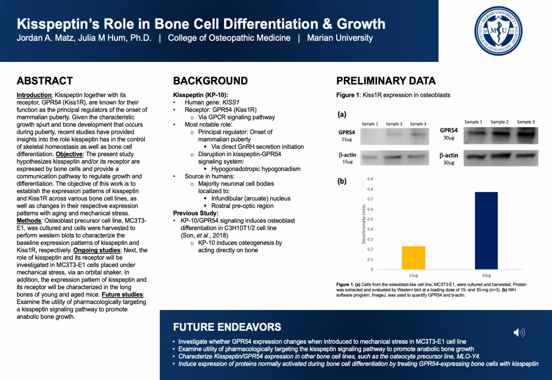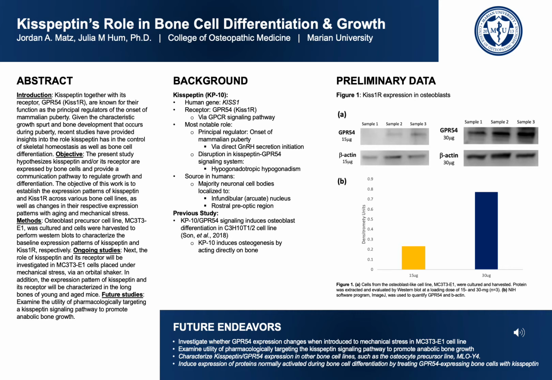Kisspeptin is a protein that communicates with cells via a G-coupled protein receptor called GPR54. Kisspeptin is most notable for its role as the principal regulator for the onset of mammalian puberty. And when kisspeptin or its receptor are disrupted, it leads to the disease state of hypogonadotropic hypogonadism.